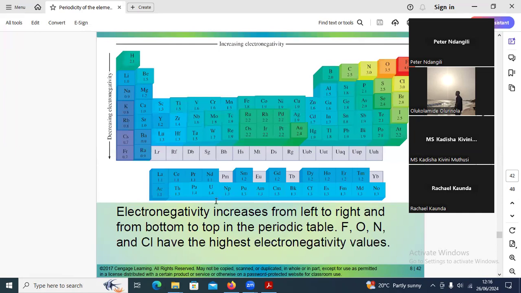And that is illustrated in this particular slide that is showing you some trends from potassium to calcium to scandium to titanium, vanadium, chromium, manganese, iron. You can see the trend that we are getting.